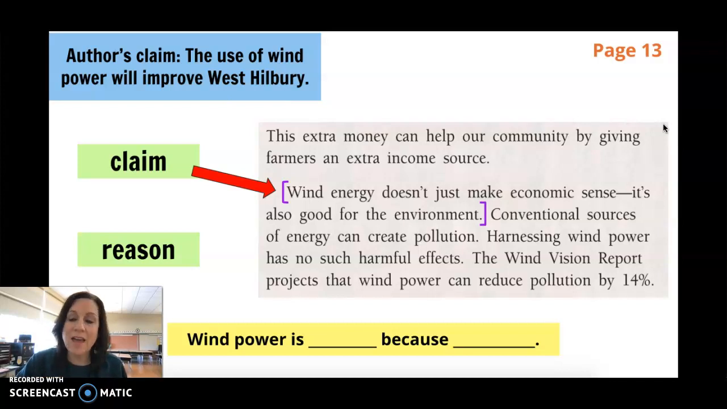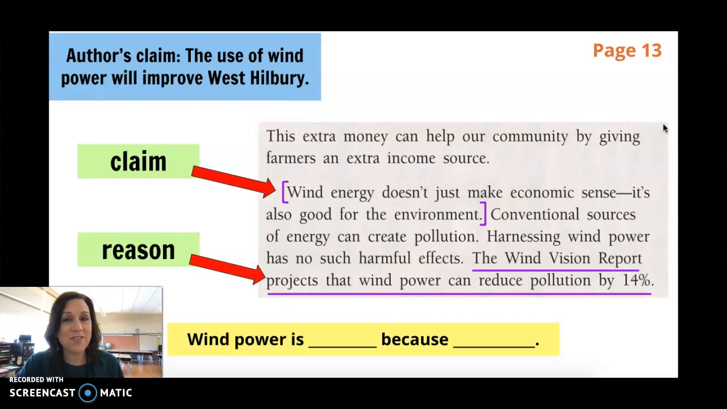Okay? And now where's the reason to that? There it is, right there. It says the Wind Vision Report projects that wind power can reduce pollution by 14%. That's the reason. That's your evidence that it's going to be able to reduce pollution. So it's good for the environment because it reduces pollution. So that's what you can write there in the side on your mentor text. You can put wind power is good for the environment because it can reduce pollution. There you have it.